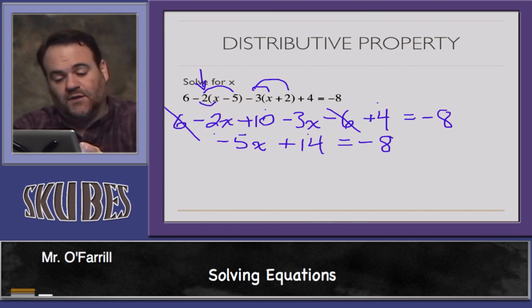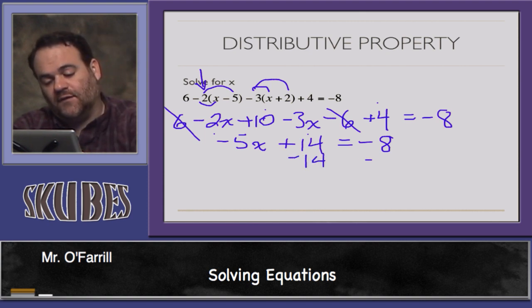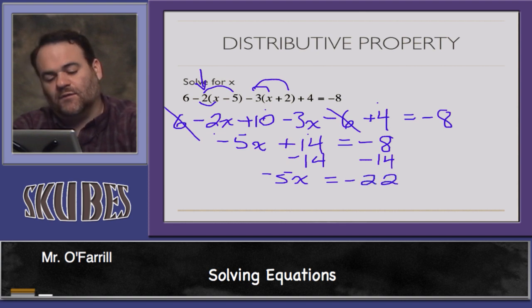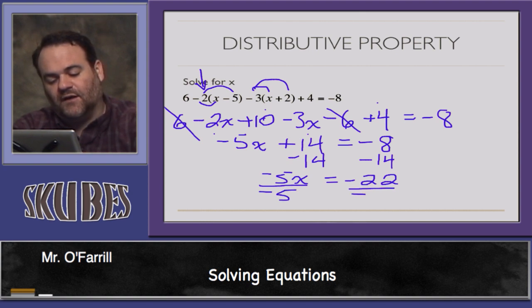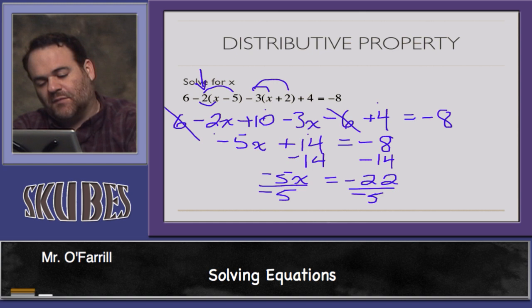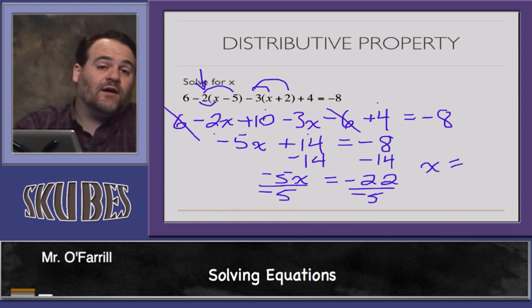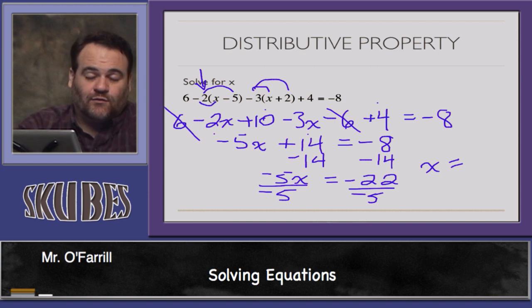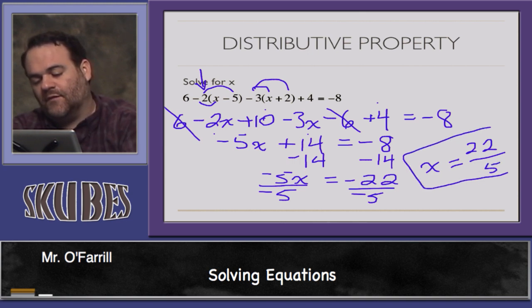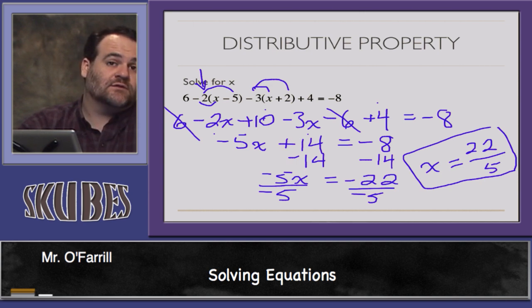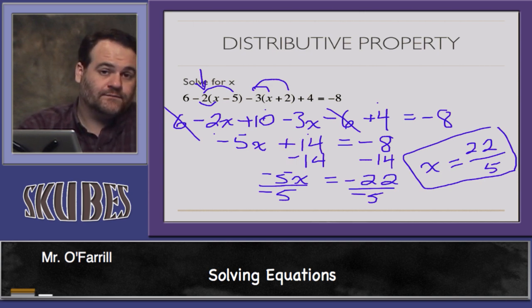Now that there are no longer any like terms, we can go ahead and subtract 14 to get negative 5x equals negative 22. And then divide both sides by negative 5. Since I'm running out of space there, I'll just put the answer over here. Negative divided by negative is positive. 22 and 5 don't have anything in common. So unless you're being asked to express it in the form of a mixed fraction, we can go ahead and leave our answer as x equals 22 over 5.